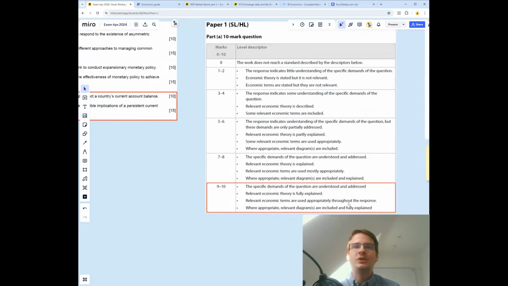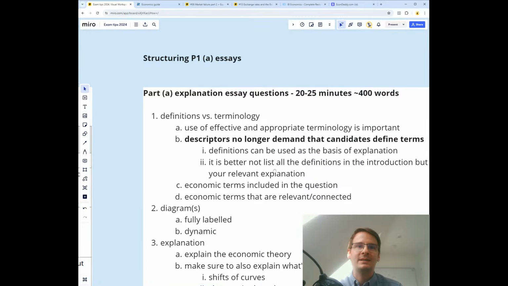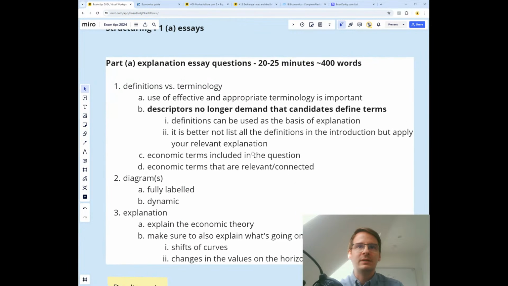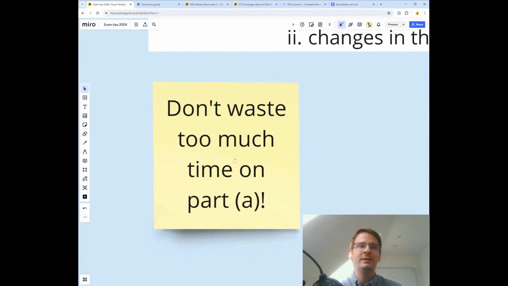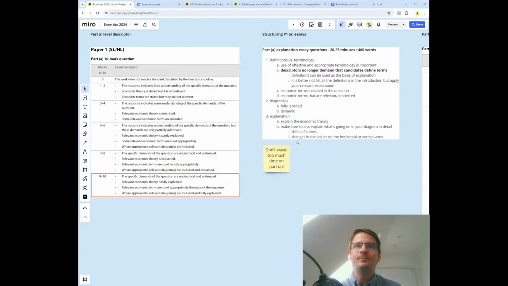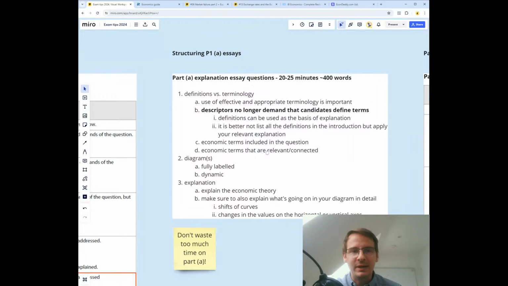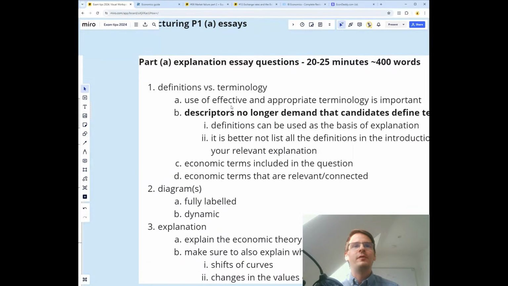Now, let me show you how to structure such a paper 1 essay. Very importantly, you shouldn't waste too much time on your part A. Okay, I even have it here. Don't waste too much time on your part A, simply because the part B is way more important. So the first thing you do is definitions, as many teachers would say.